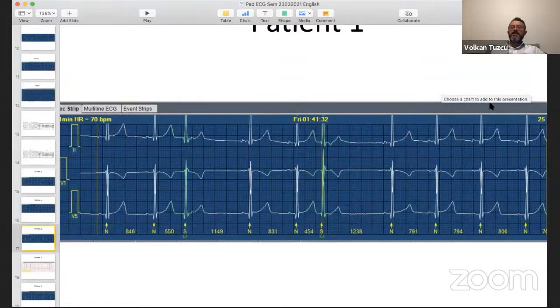Therefore, since there's no P wave, it has to be PJC or PVC, and it comes early. And actually, there's a small deflection which indicates a P wave here, all right? So this is either PJC or PVC. How do we differentiate? You need a 12 lead.